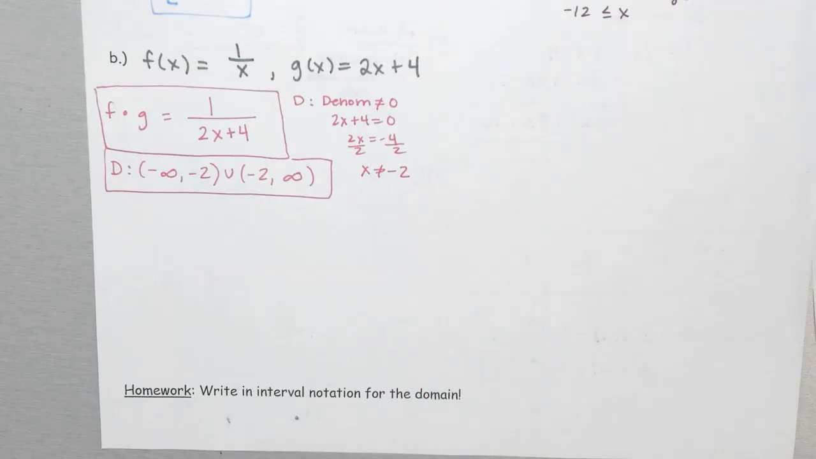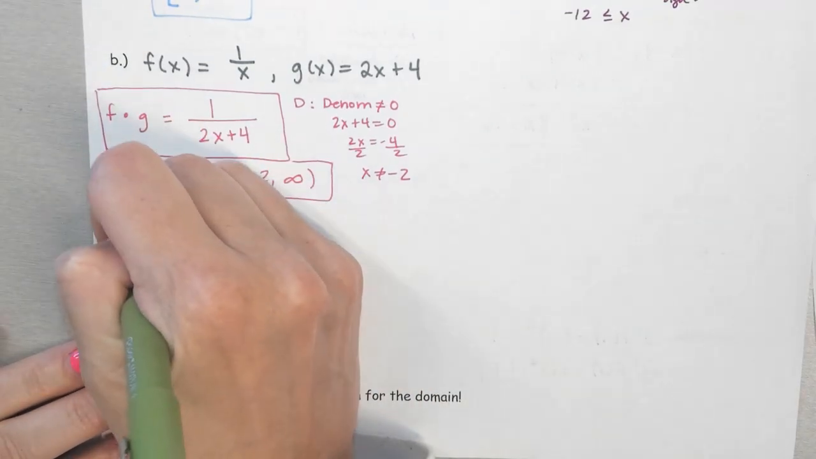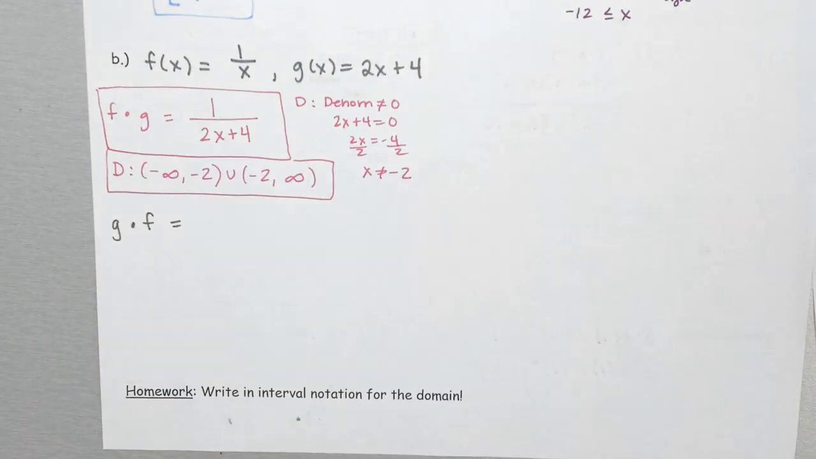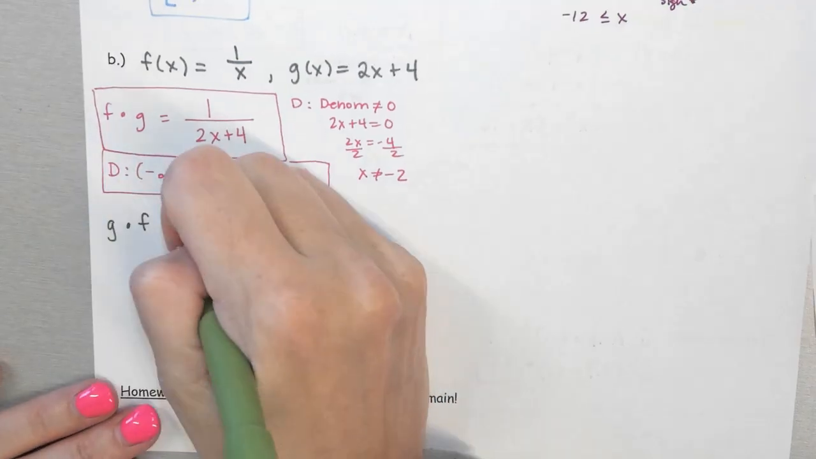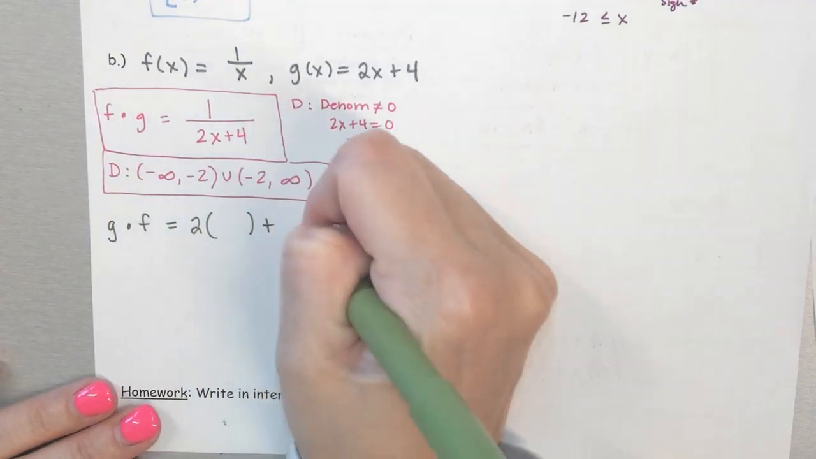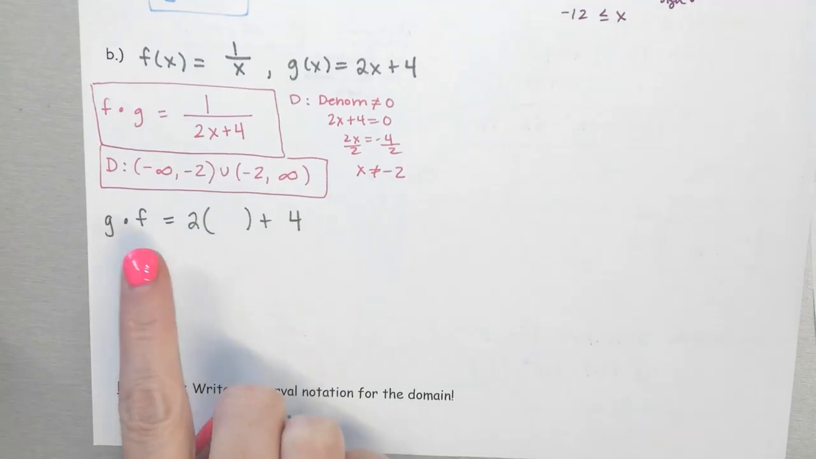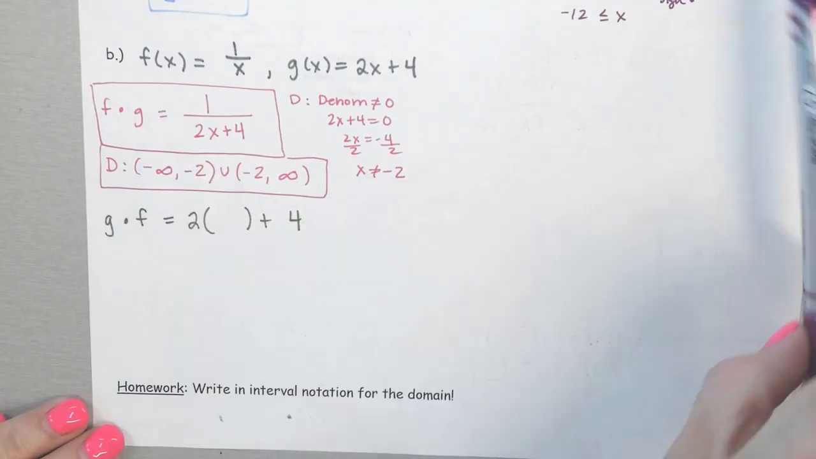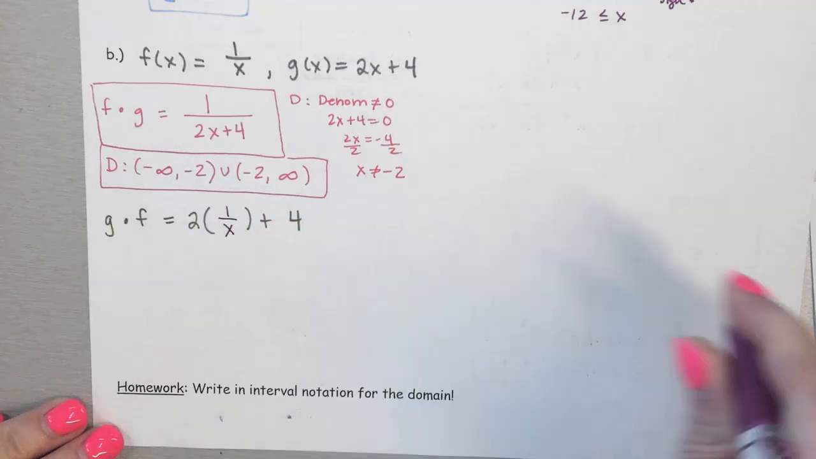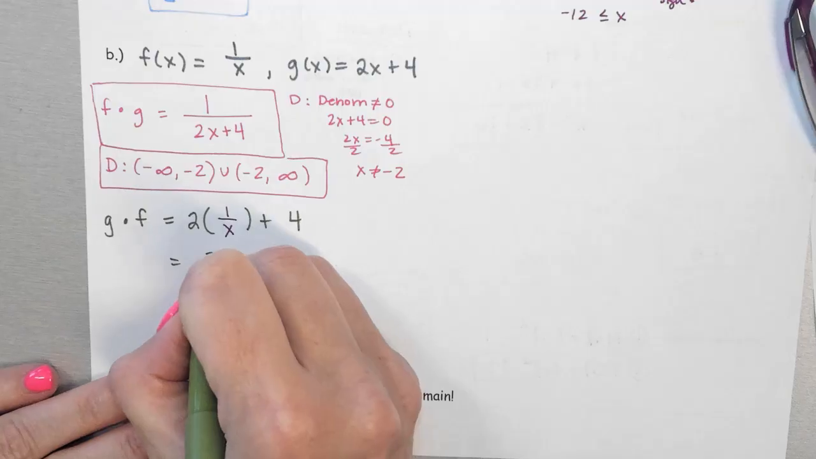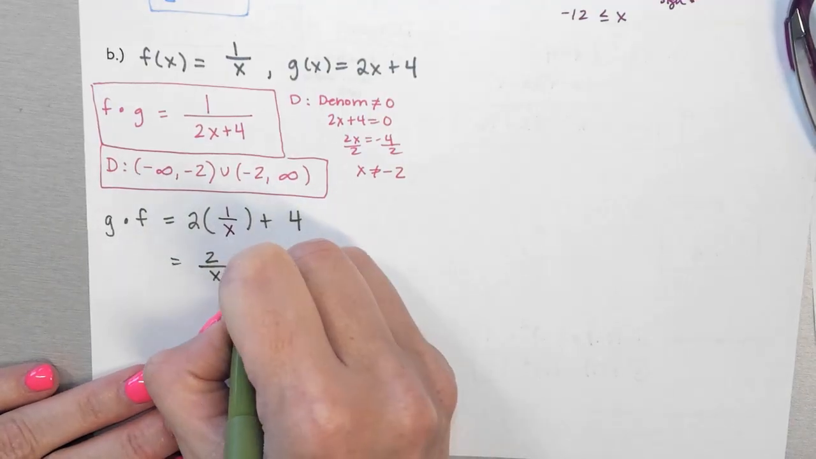All right, I'm going to help you with g of f so you can see how it should be simplified. Because like I said, there are different cases where people will get confused how far you need to simplify. So if I start with g of x, it's 2x plus 4. And then what you're plugging in for x is f of x, so 1 over x. So we do have to simplify this. So you're going to have 2 over x plus 4.